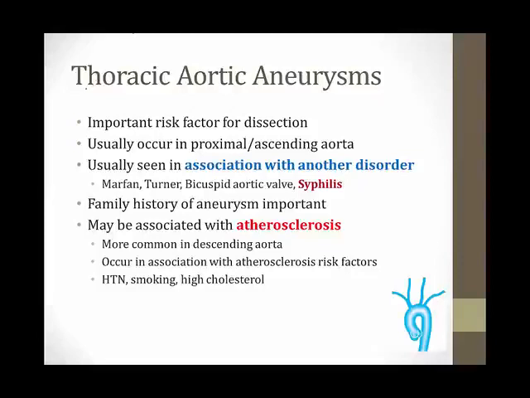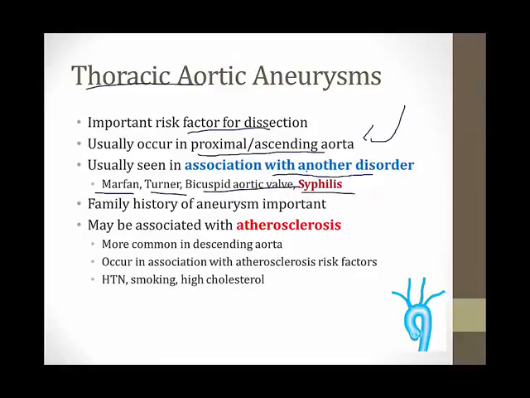So first let's talk about thoracic aneurysms. These are an important risk factor for dissection. Patients with thoracic aneurysms are at greater risk for developing a dissection. They usually occur in the proximal or ascending aorta. Remember what I told you before, this is where the tension is highest. And usually thoracic aortic aneurysms are seen in association with some other disorder. So they're seen in patients who have Marfan syndrome, Turner syndrome, bicuspid aortic valve, or syphilis.